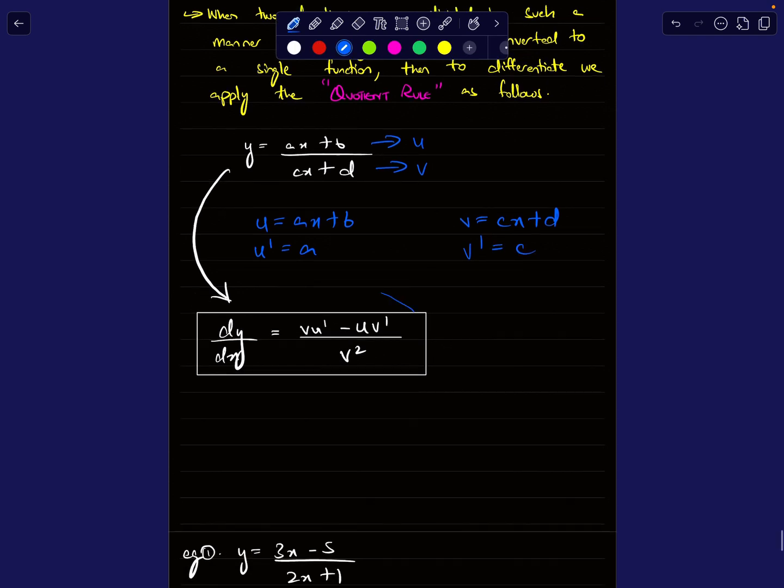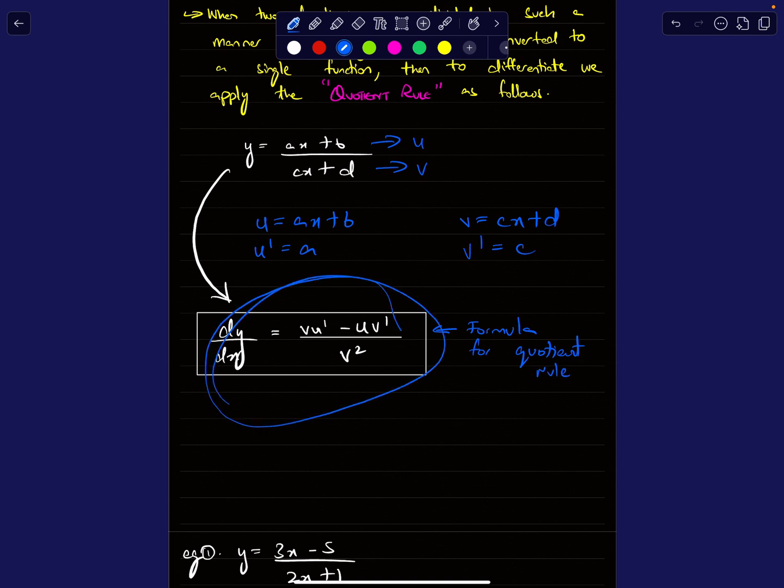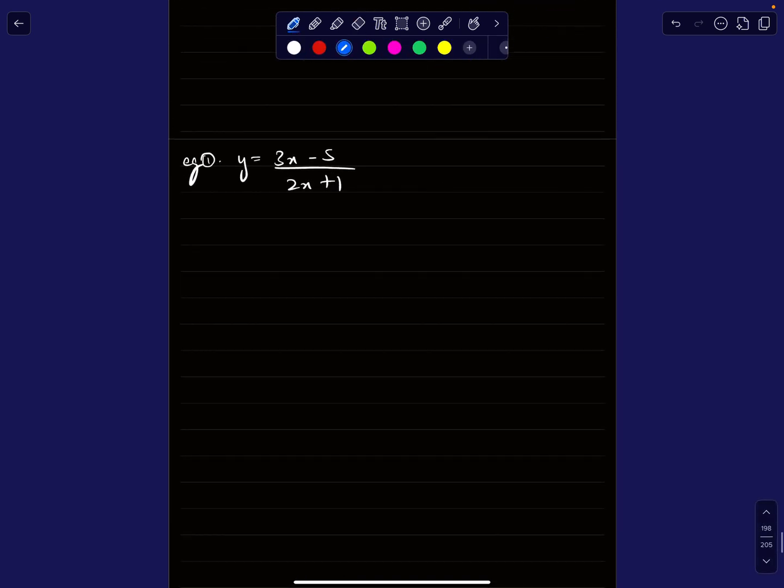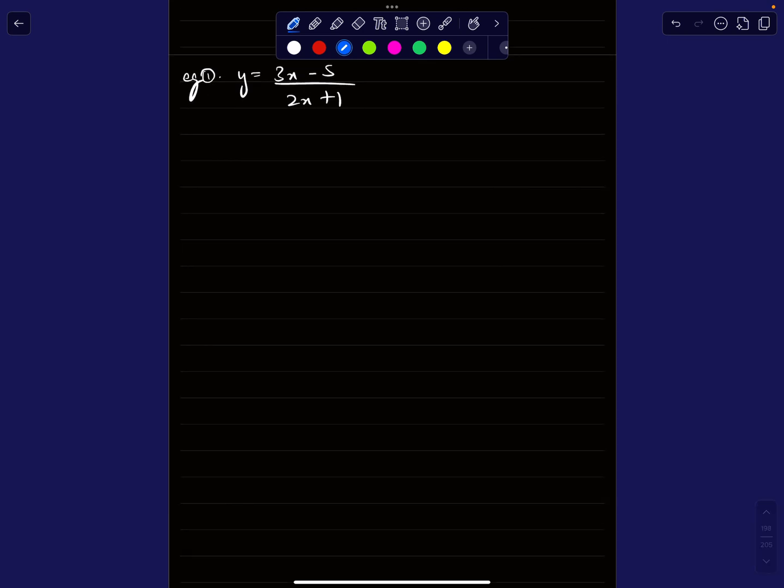This is the formula which we'll use for quotient rule, and you can simply substitute the values of u, v, u prime, v prime, and determine our final expression. You must remember this formula if you are to apply quotient rule. Let's take our first example, 3x minus 5 over 2x plus 1.